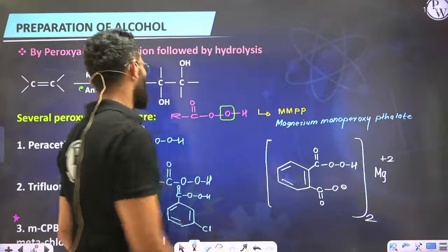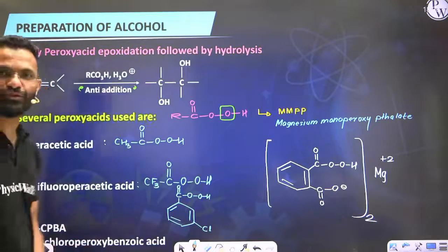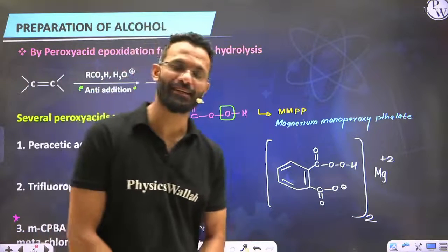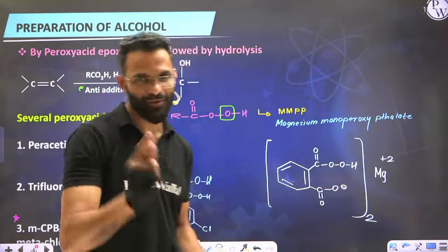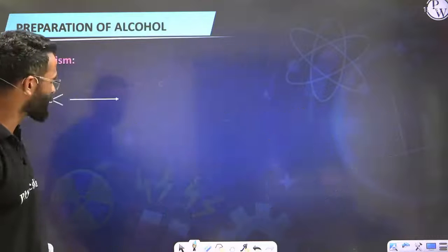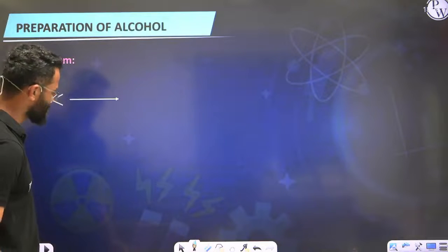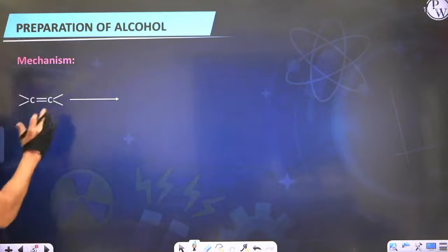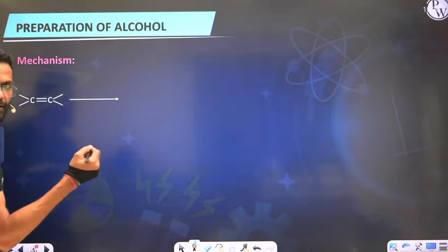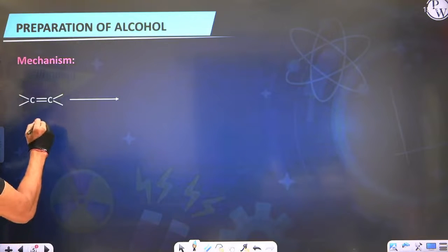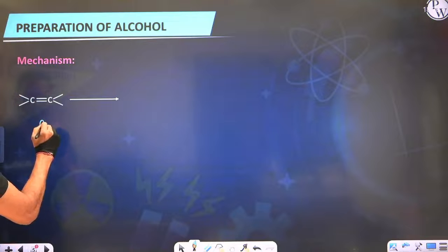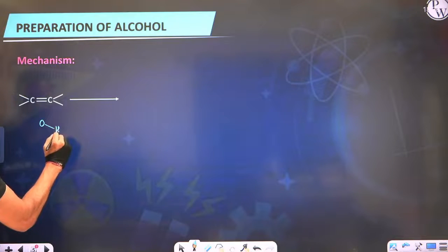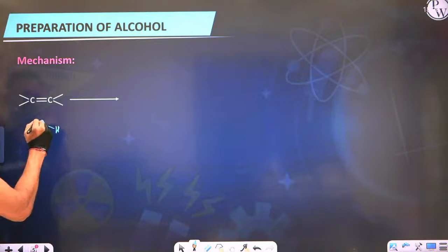Alright guys, so these are commonly used peroxy acids which we use for the process of epoxidation, that is forming the cyclic 3-member ring. Now let me show you the mechanism of how the reaction exactly takes place. Well, so let's say this is what we have got as an alkene. I'm taking in general peroxy acids, so representing it for you.